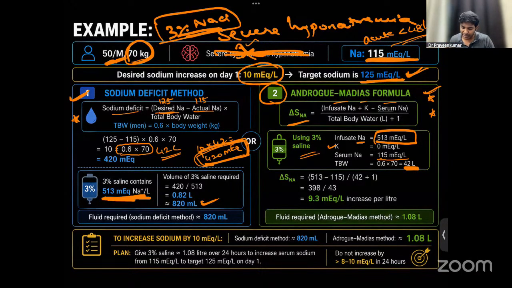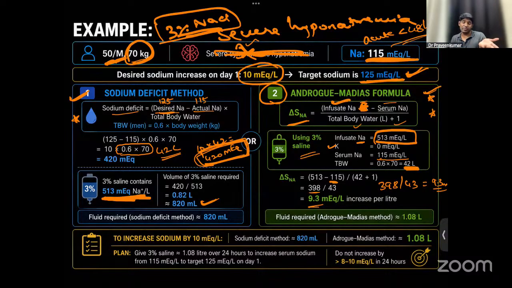Now applying it in the formula. Infused sodium is 513. Potassium is 0, so you can just forget it. Minus serum sodium, which is 115. So 513 minus 115 is 398, divided by total body water plus 1. Total body water is 42, so 42 plus 1 is 43. 398 divided by 43 equals 9.3 milliequivalents. So according to this formula, if you give 1 liter of 3% saline to this patient, it is going to increase your serum sodium level by 9.3.